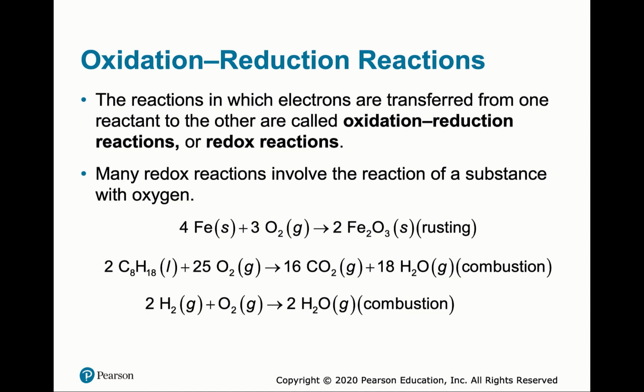For instance, 4 irons plus 3 oxygens make 2 Fe2O3, iron(III) oxide, and this is rust. This is a transfer of electrons from iron to oxygen. I guess the most common oxidizer is oxygen. So iron here is oxidized. What does it mean? It's had oxygen added to it.